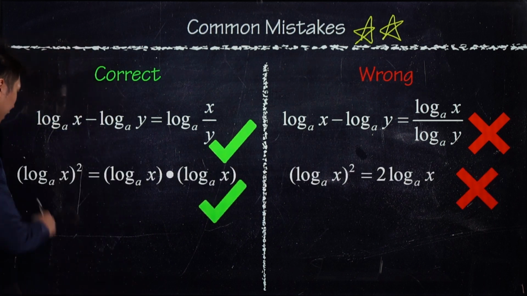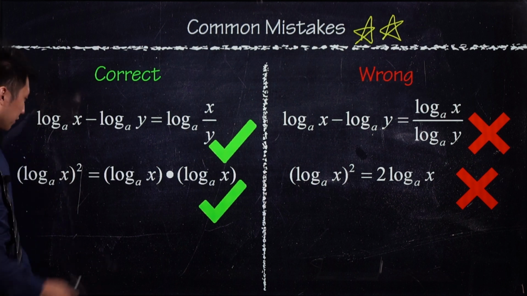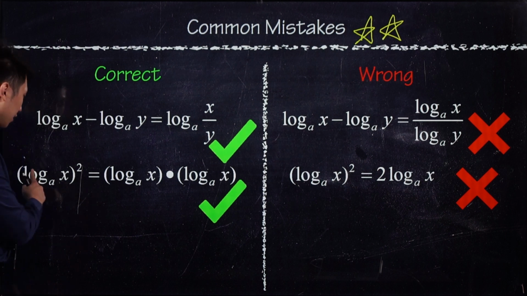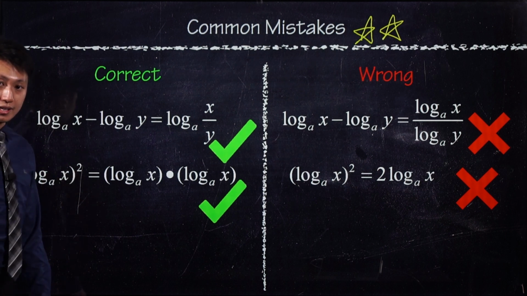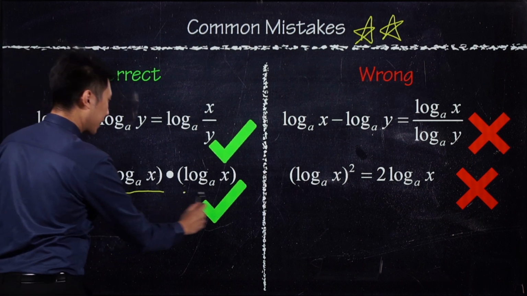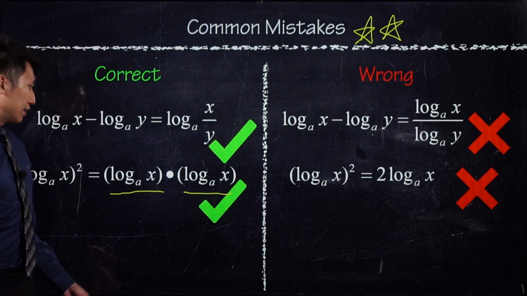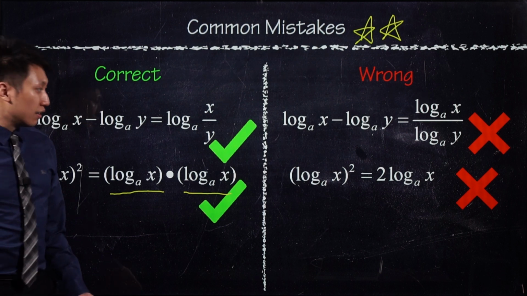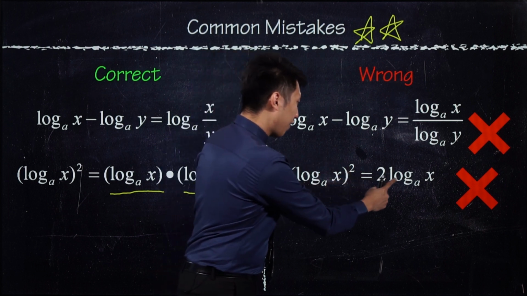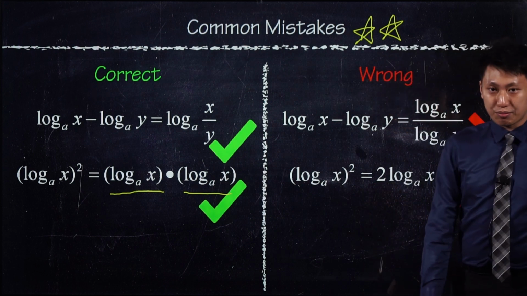Next. Log ax, the whole thing squared. What is it equal to? Can you say it's 2 log ax? No. Because log ax, bracket the whole thing squared, just means that itself multiplied by itself. So you get this one multiplied by itself. Nothing you can do. No simplification is allowed. There's no formula for this, so you shouldn't be writing this equals 2, bring it down, log ax. That's totally wrong.